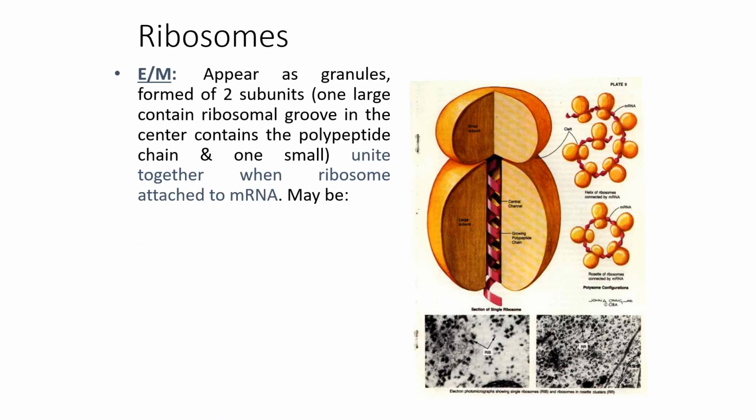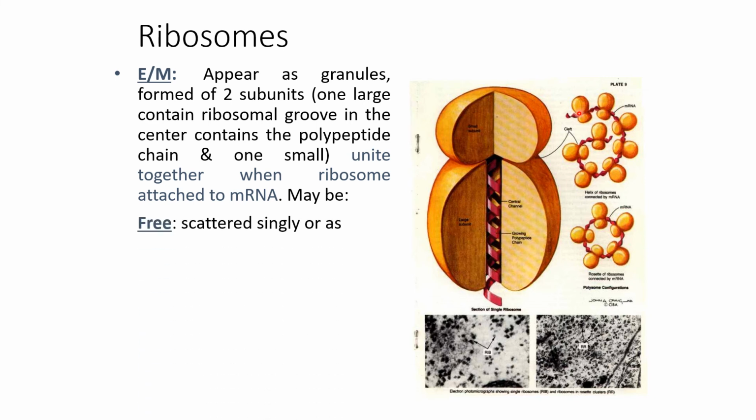The ribosome by EM is formed of two subunits, a small subunit and a large subunit. The large subunit is divided by a groove. The small and the large subunits only unite during protein synthesis, when the ribosomes attach to the messenger RNA. This is the small subunit, here the large subunit. The large subunit is divided into two halves. This is one ribosome, and another one, joined together by messenger RNA.